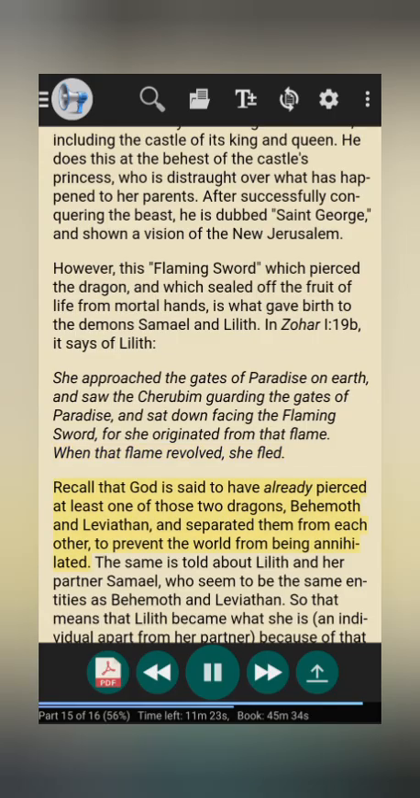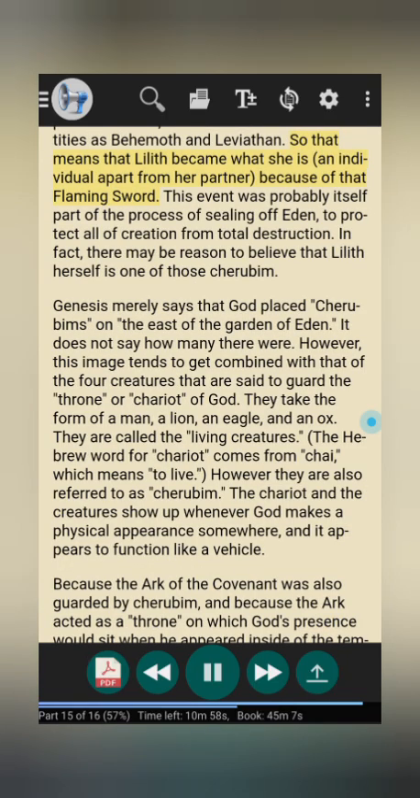Recall that God is said to have already pierced at least one of those two dragons, Behemoth and Leviathan, and separated them from each other to prevent the world from being annihilated. The same is told about Lilith and her partner Samael, who seem to be the same entities as Behemoth and Leviathan. So that means that Lilith became what she is, an individual apart from her partner, because of that flaming sword. This event was probably itself part of the process of sealing off Eden to protect all of creation from total destruction. In fact, there may be reason to believe that Lilith herself is one of those cherubim.